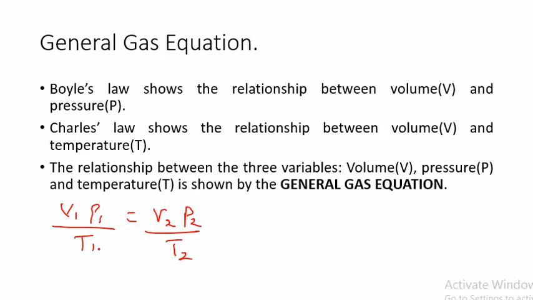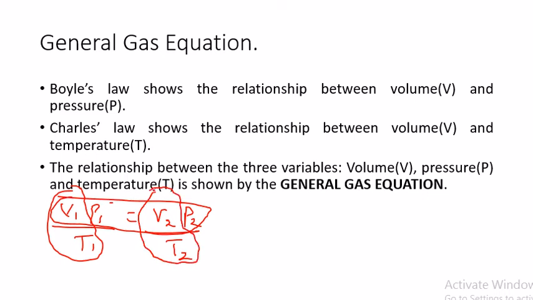Yes, V1 P1 over T1 equals V2 P2 over T2. In this equation, you can see the Boyle's law formula right here, and also you can see the Charles' law formula. I don't know if you get what I'm trying to point out here. So this is the Charles' law formula, and this is the Boyle's law formula. The general gas equation is a combination of those two laws.